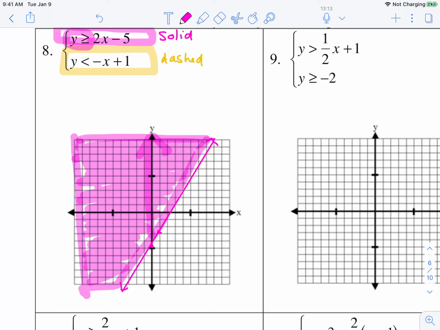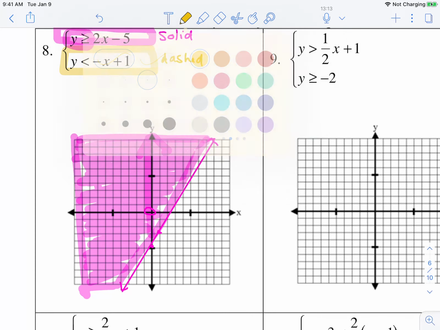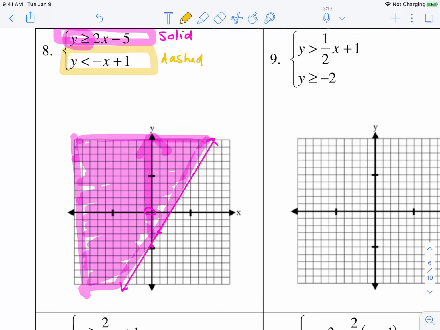Now if I tested, say 0, 0, and plug it in here, I get 0 is greater than or equal to negative 5, and that's true. So I know that 0, 0 is a solution. Okay. Now we're going to go ahead and graph y is less than negative x plus 1. So I find 1. I go down 1 over 1. Now remember I said it was a dashed line, so I'm going to dash this line.